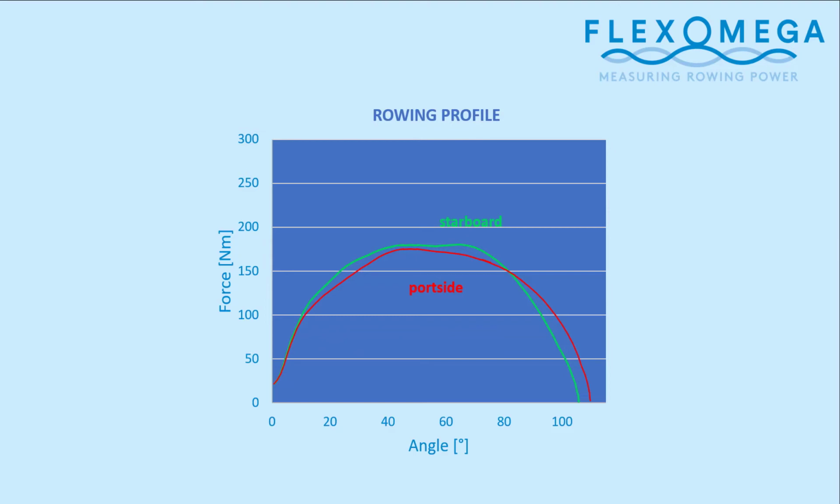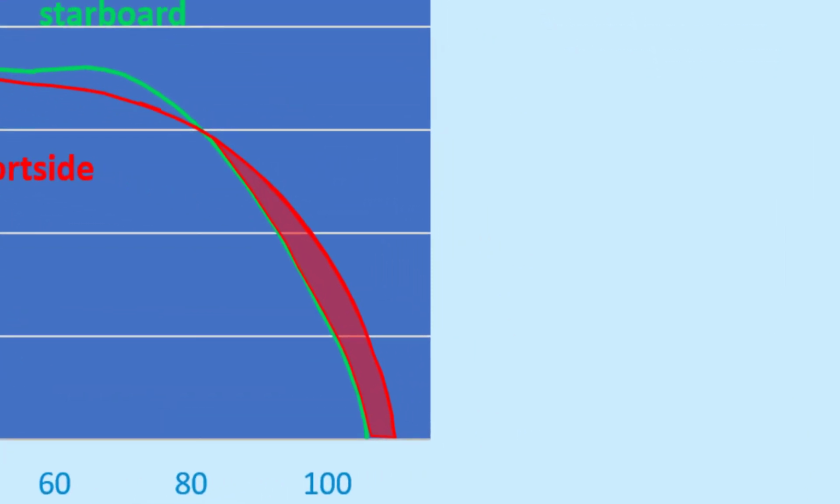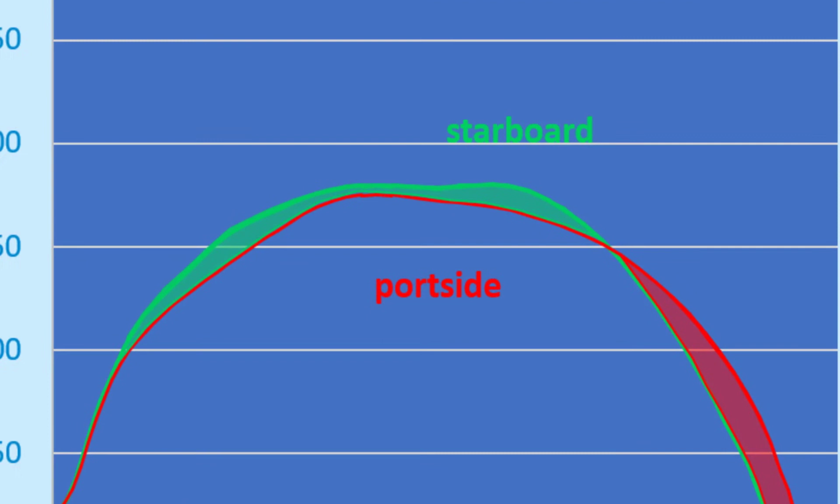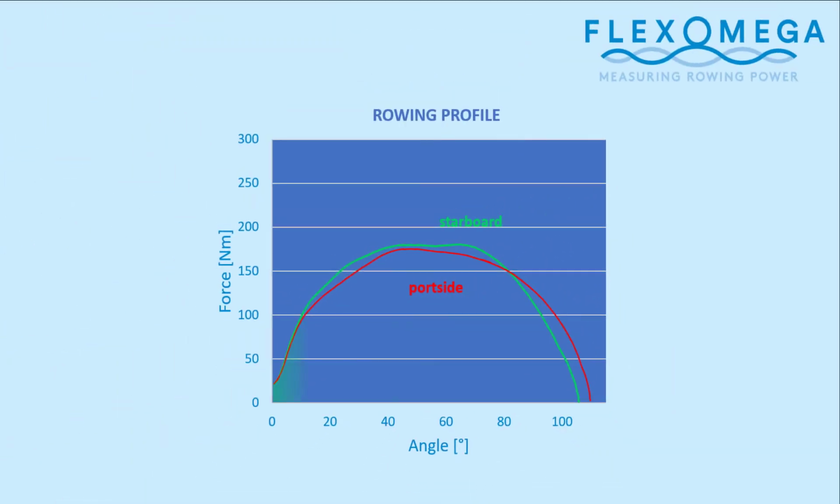Let's go back to our original diagram with the curves for both sides. You can see that the rower is not a machine because he doesn't row perfectly symmetrically. The starboard stroke is slightly shorter than the port side stroke, but at the same time it is also stronger. Overall, the areas under the curve are practically equal and the boat will nonetheless glide straight ahead.